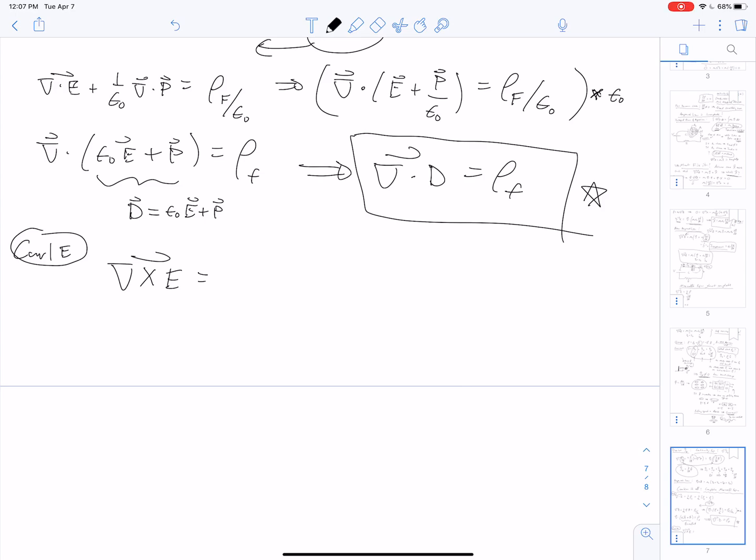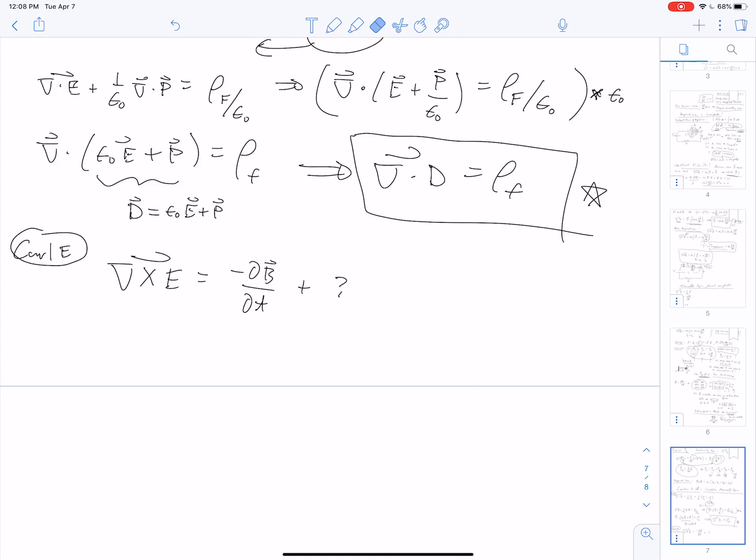Well, we know it's negative dB/dt. That's Faraday's law. We derived that. But the question is, is there anything else? Plus anything else? Now, here, if we had monopoles, if we had magnetic monopoles, then we would have something else.